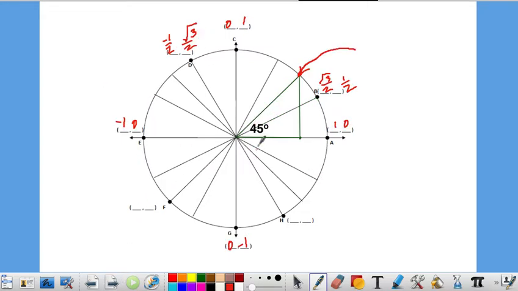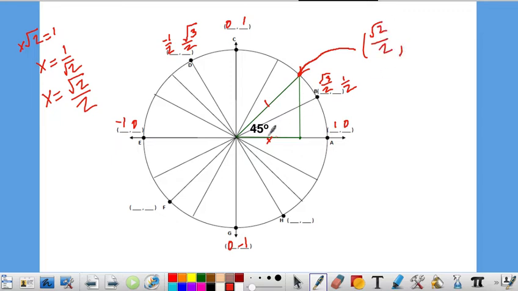What about 45 degrees? Well, for 45 degrees, if the hypotenuse is 1, we know the short leg times the square root of 2 is equal to the hypotenuse. So call the short leg x because it's the x part. x times the square root of 2 equals 1. That means x is equal to 1 over the square root of 2, which is great, but let's rationalize that denominator. So x is the square root of 2 over 2.